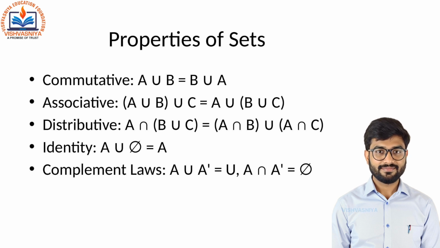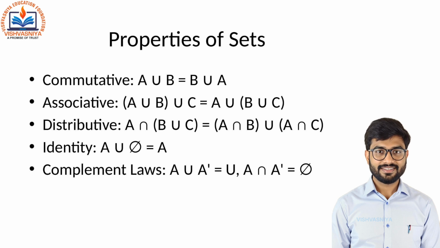Distributive property. This shows how union and intersection work together. For example, A ∩ (B ∪ C) is equal to (A ∩ B) ∪ (A ∩ C). Similarly, A ∪ (B ∩ C) is equal to (A ∪ B) ∩ (A ∪ C).